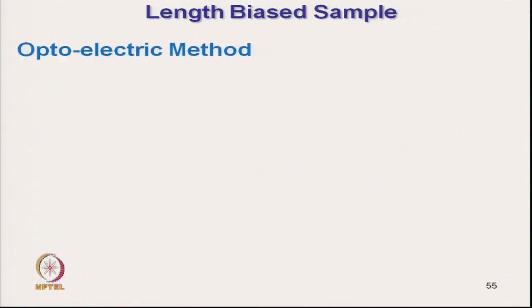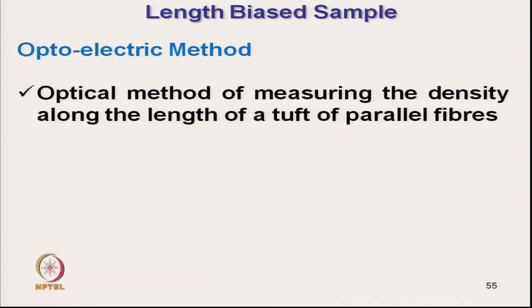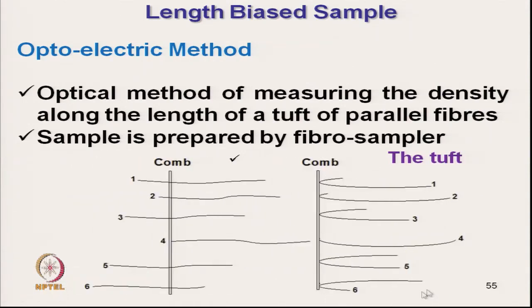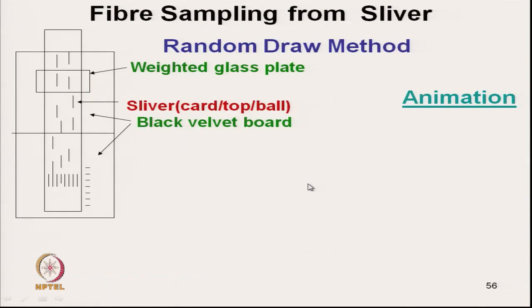Now, the optoelectronic method is an optical method of measuring the density along the length of the tuft of parallel fibers. The sample is prepared by the fibro sampler, as we have mentioned earlier. This is the clamped fiber, and finally, this is the tuft that we have seen earlier. In the optoelectric method, the density of fibers present is measured optically. That we will discuss here.